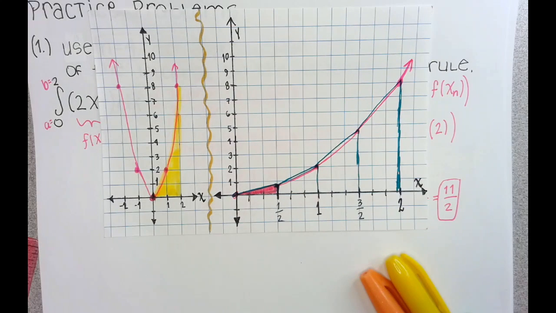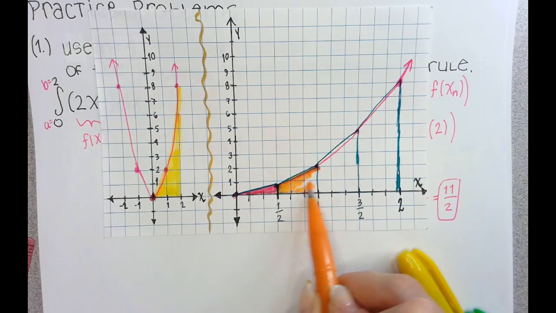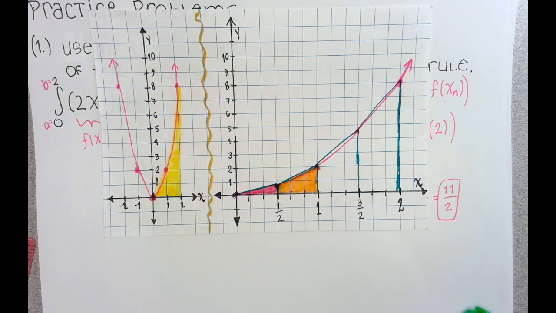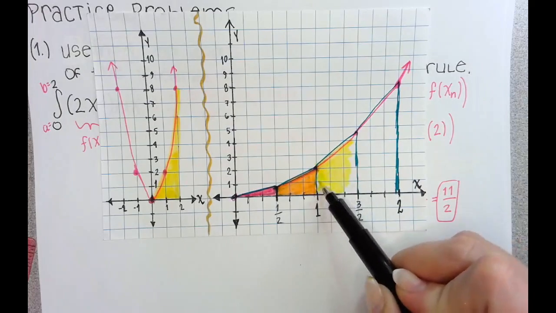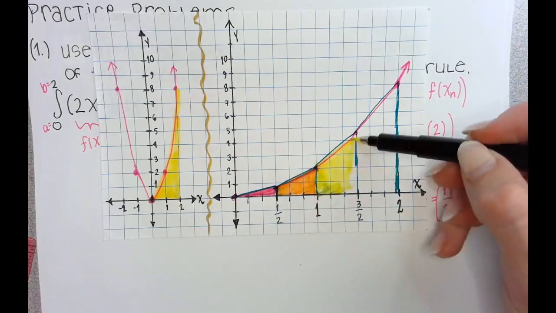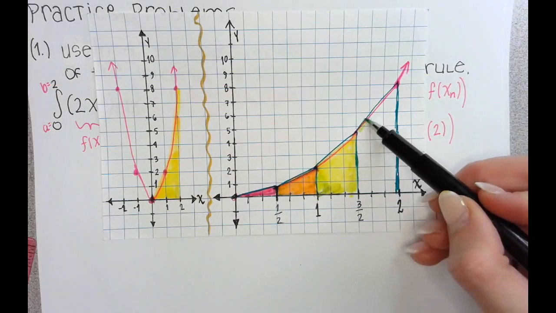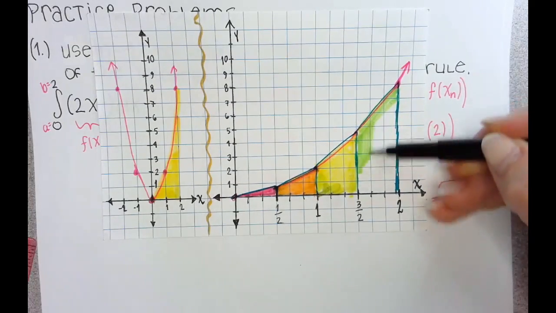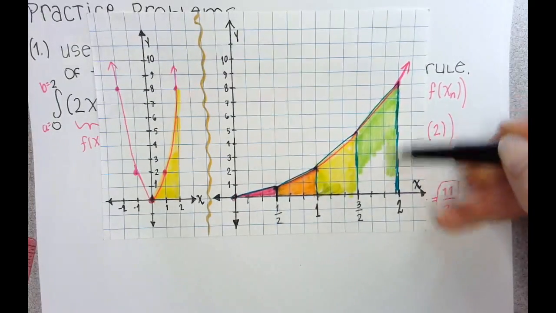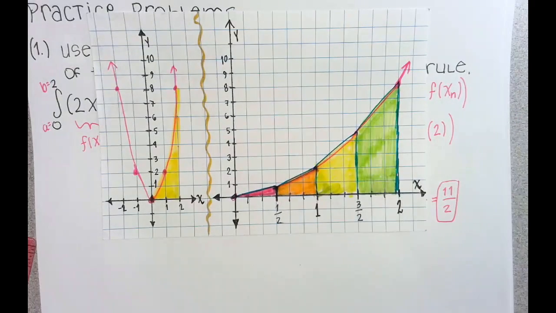So there's my first trapezoid. My next one is right over here. Okay, and the next one. Sorry, a little messy. Right there. And in green will be the last one. Okay, so I have 4 trapezoids.